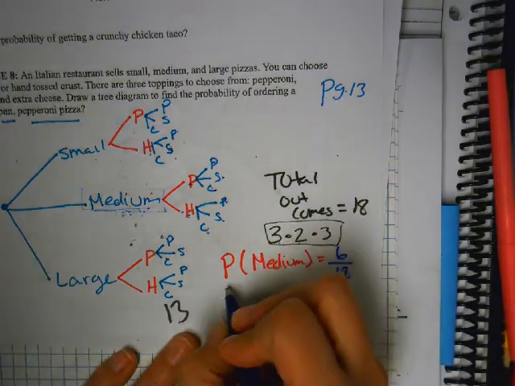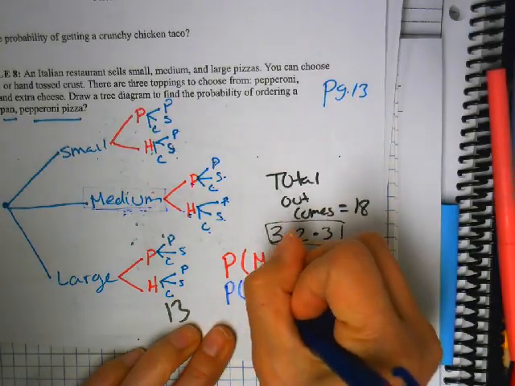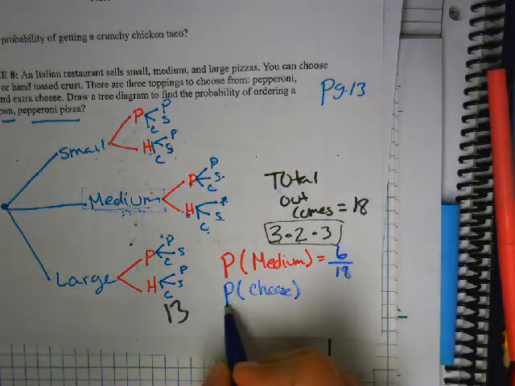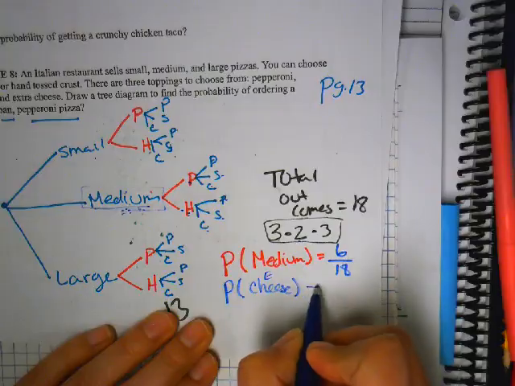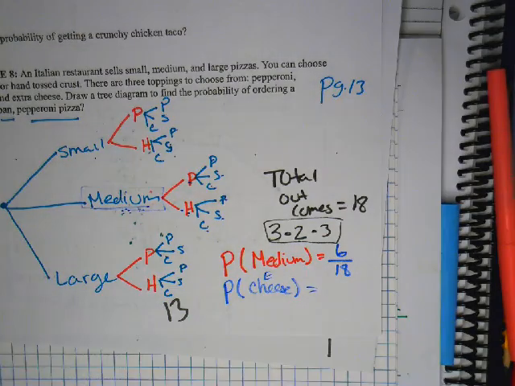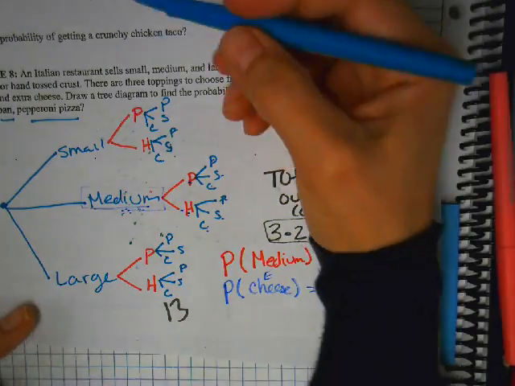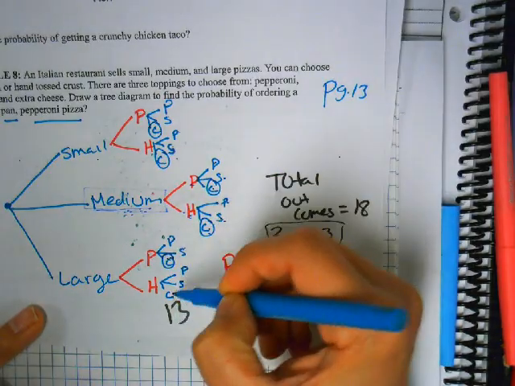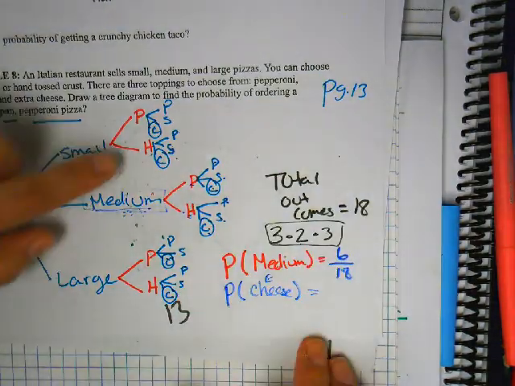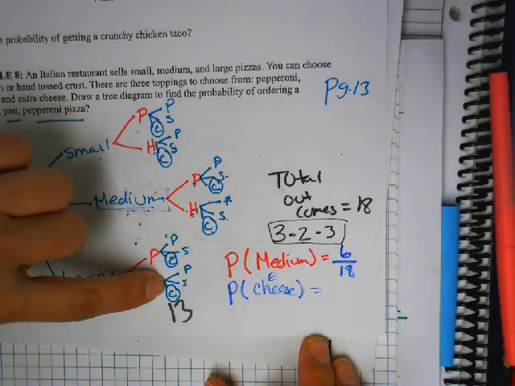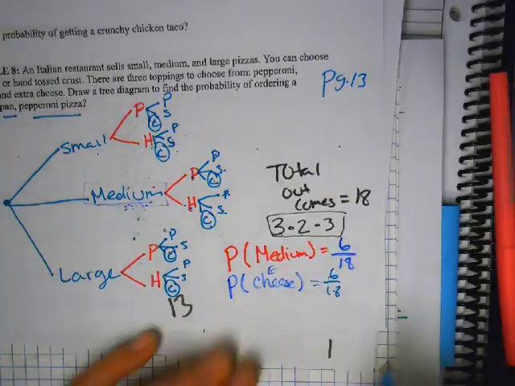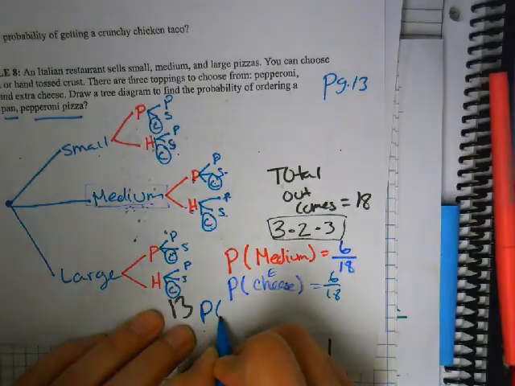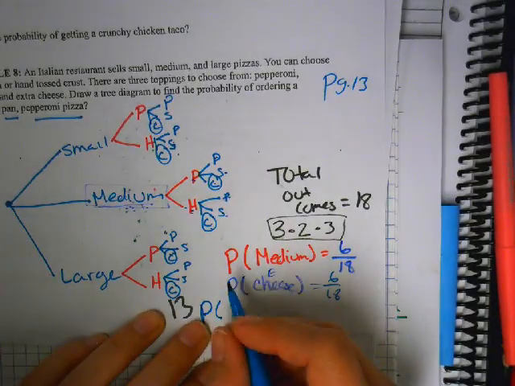Okay, what's the probability that I'll get extra cheese? Because I guess all pizzas supposedly come with cheese. What's the probability of getting extra cheese? How many pizzas have extra cheese? 6. Okay, so 1, 2, 3, 4, 5, 6. Right? All of these that have a C on it have extra cheese, right? So again, 6 out of 18. Does that make sense?